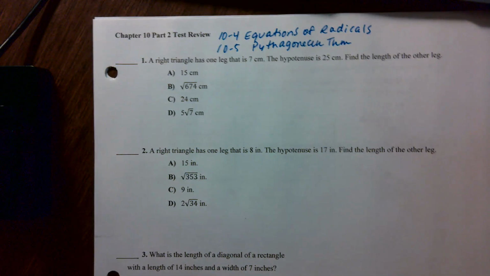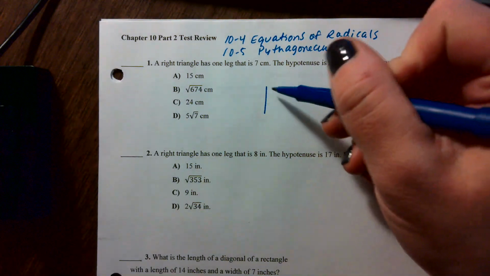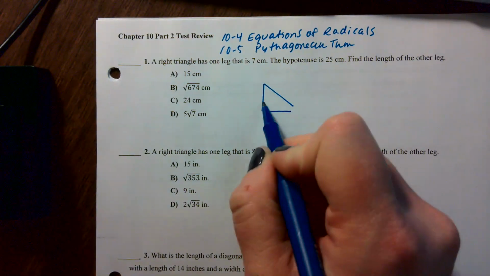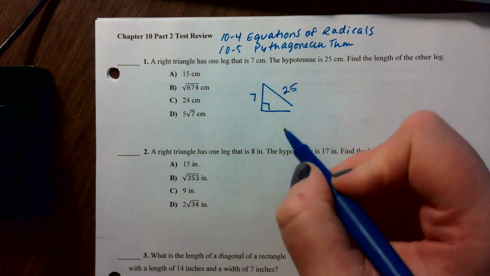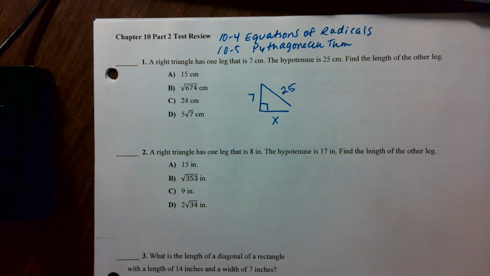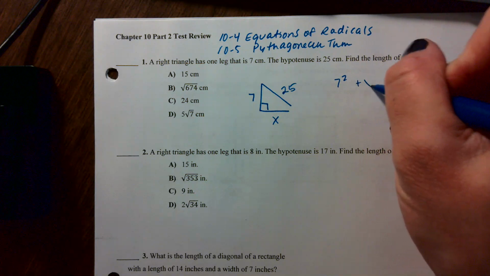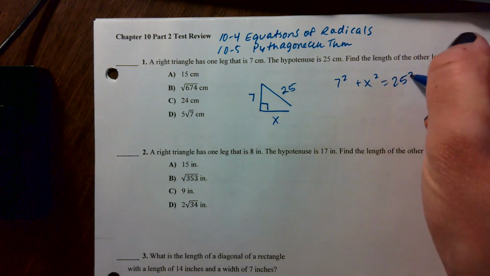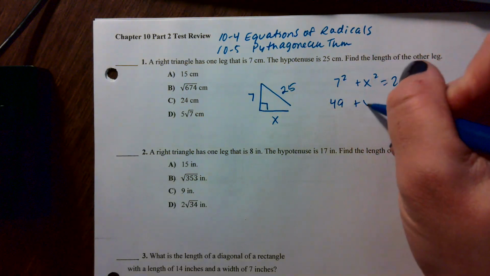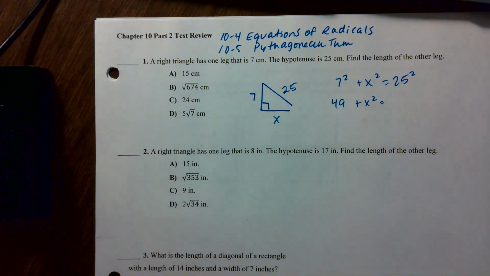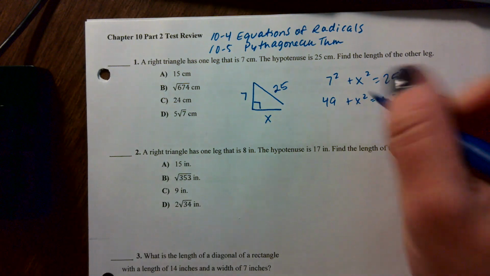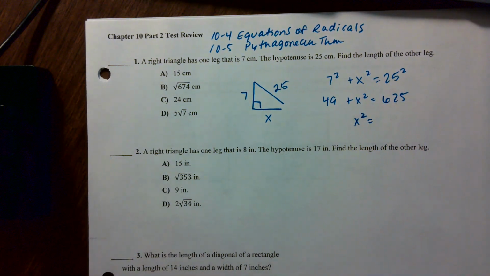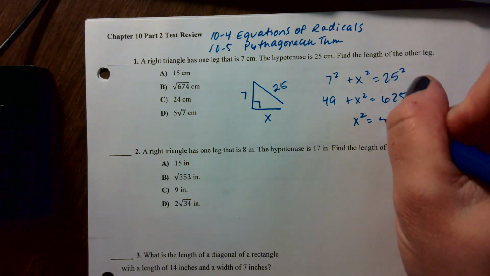Number 1, it says a right triangle has one leg. So if I see triangle, I'm going to draw it and say it was a right one. It says one leg is 7 and the hypotenuse is 25. Find the length of the other leg. So 7 squared plus x squared equals 25 squared. 49 plus x squared equals 625. I subtract 49 from both sides to get x by itself.